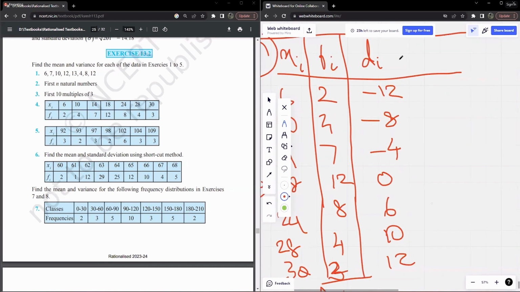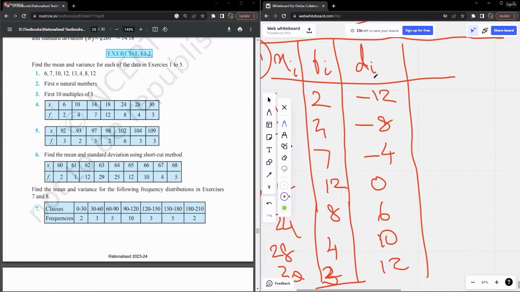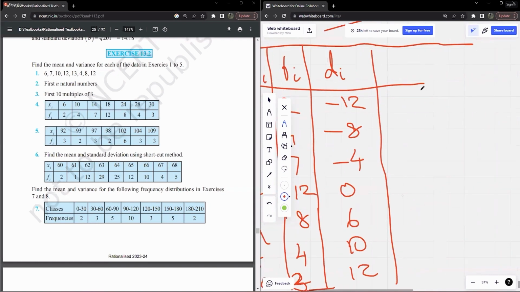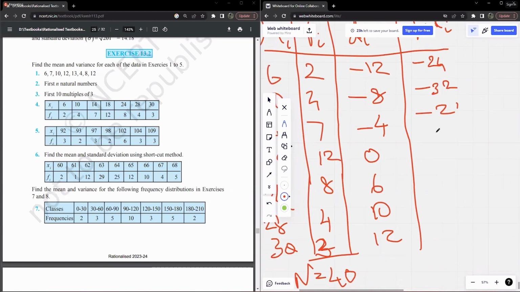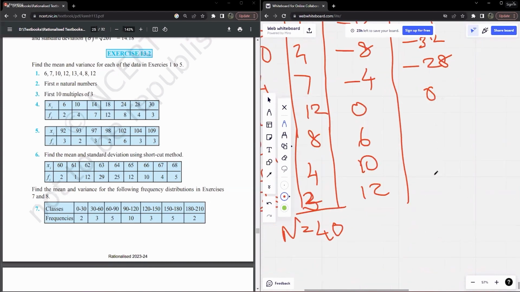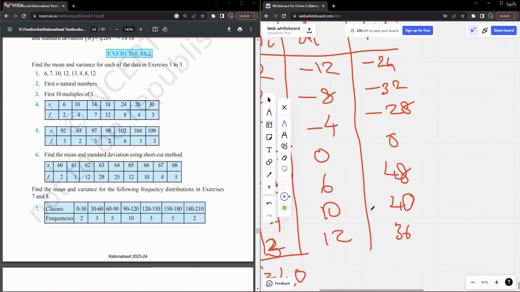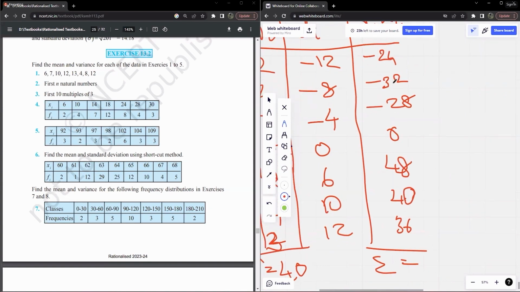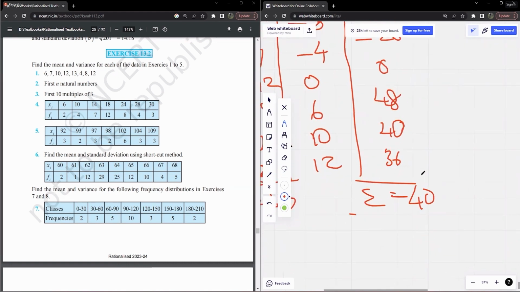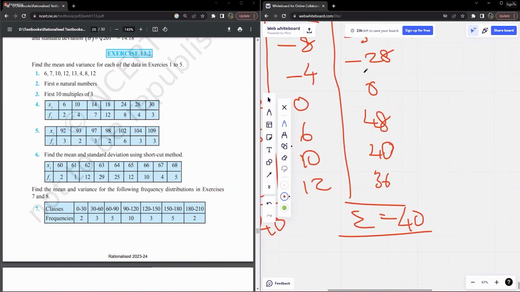Right. That means fidis are going to basically be minus 24, minus 32, minus 28, 0. Then this is a 48, this is a 40, and this is a 36. Right. The sum of which basically this gives a 20, this gives an 8, this gives a 12. Right? 12, 8 is 20, 20, 20 is 40.